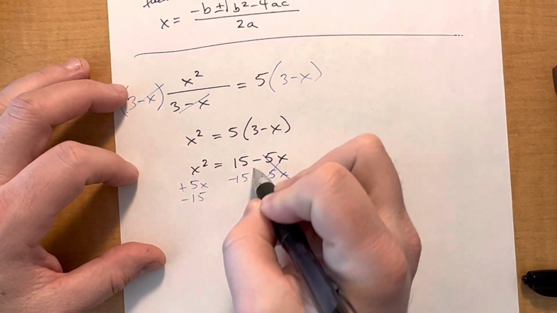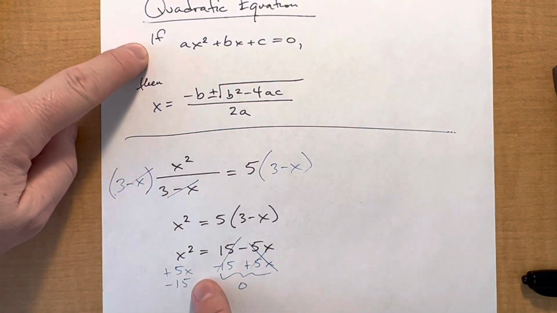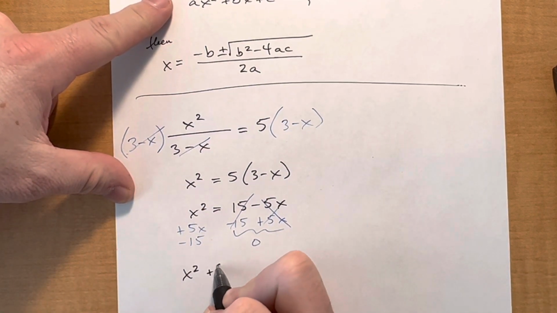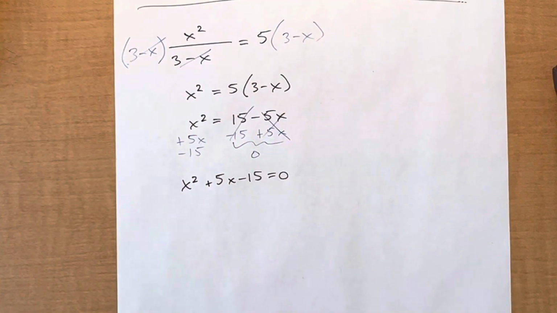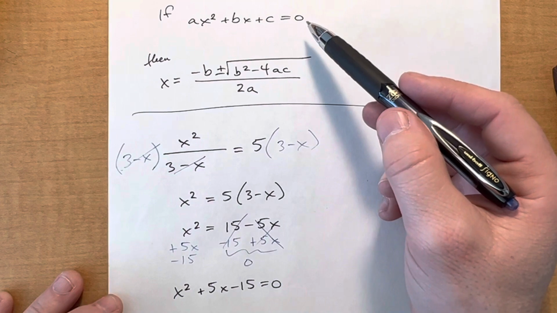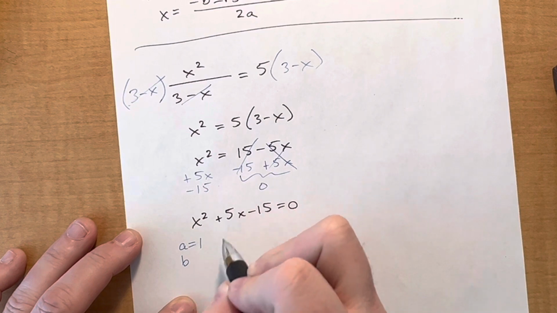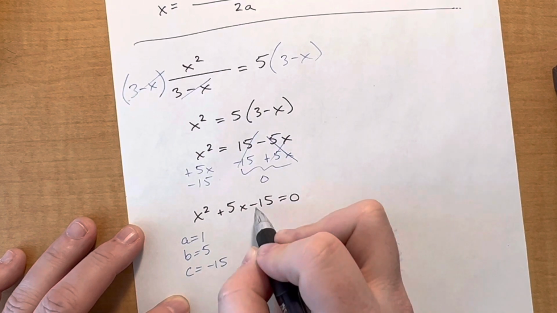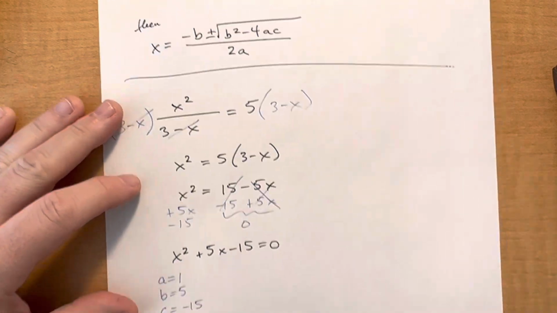So I'm just going to kind of do all this at once. This side is now equal to 0, and I'm going to rewrite it so that it looks pretty like this. So x squared plus 5x minus 15 equals 0. Okay. This means this is in the form of our if statement. So A is equal to 1 because there's no number here. B is whatever is in front of the x, so that's 5. And C is whatever is left over, which is negative 15. That minus sign is important. Please don't ignore it. But now we have all this, and we can plug it in the quadratic equation.